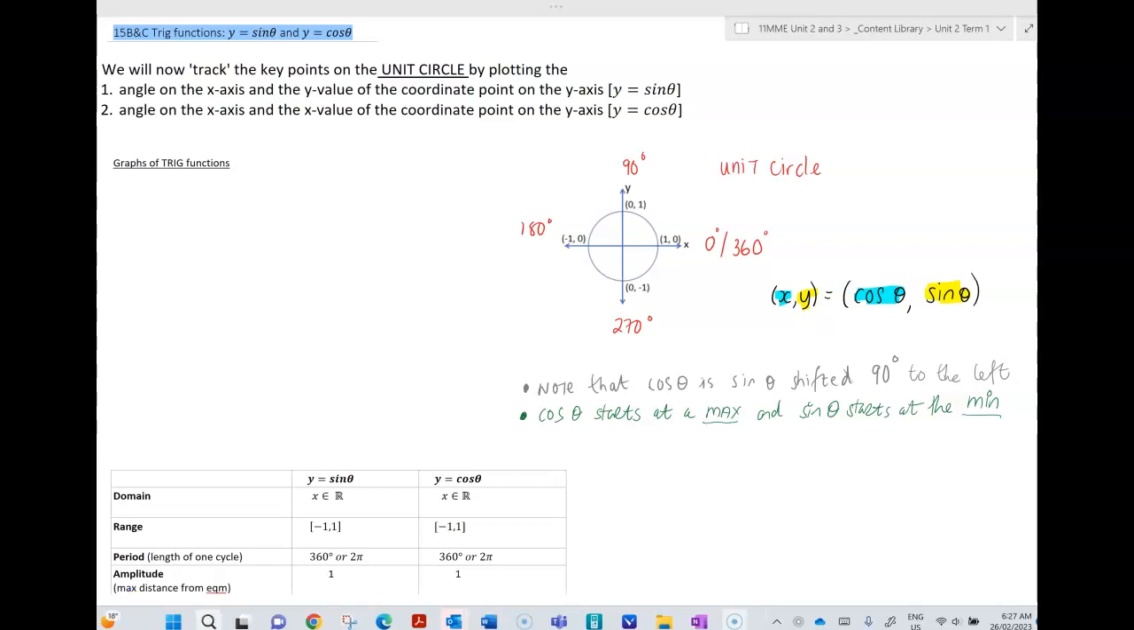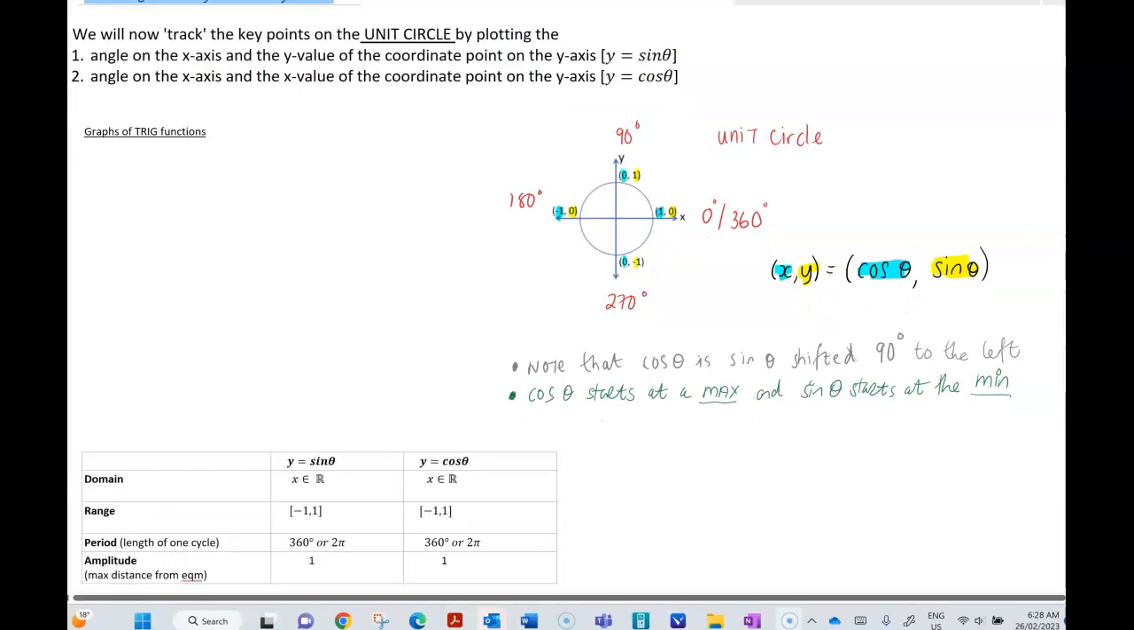Year 11, today we're looking at the trig functions y is equal to sine theta and y is equal to cos theta. So just take a moment, please, to set up your theory book with that heading, and it will also be worthwhile for you just to sketch that unit circle again. You're going to need that.